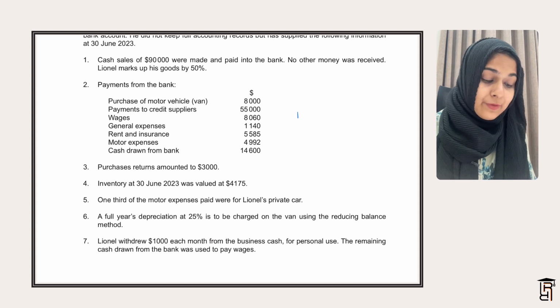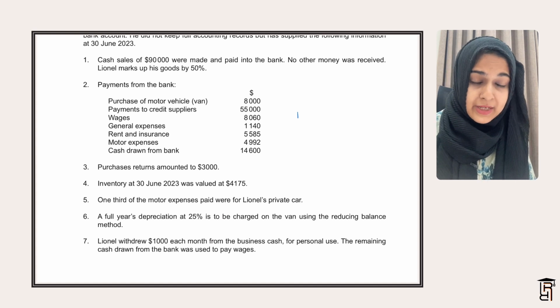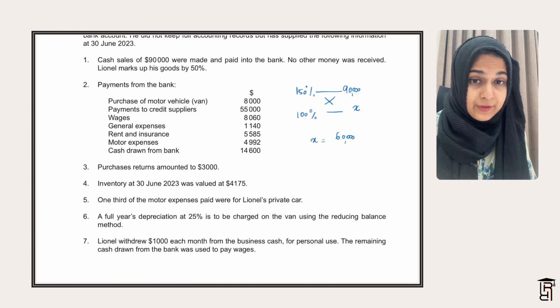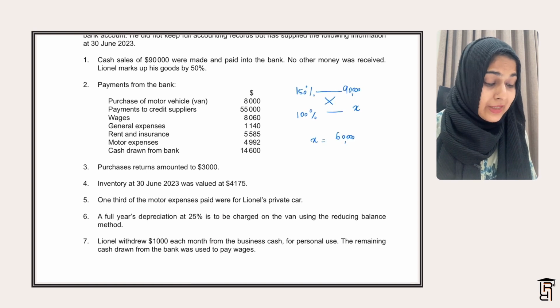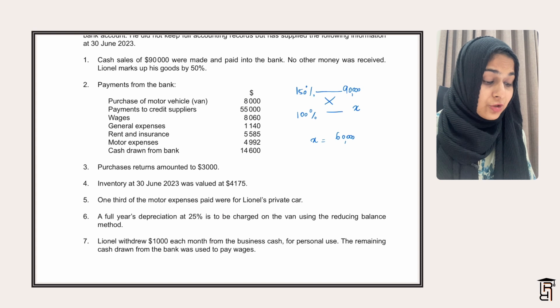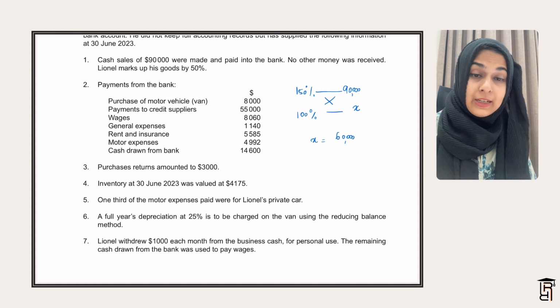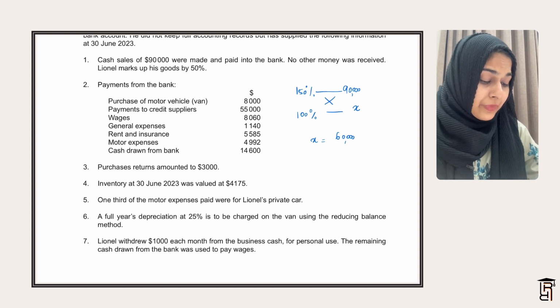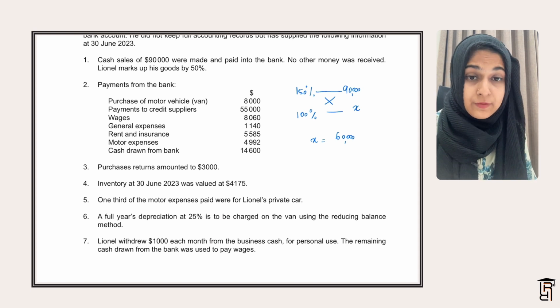Then they are saying payments from the bank. So these are the payments that they've made during the year. They have purchased a motor vehicle van, which is for 8,000. They have paid money to the credit suppliers, that is 55,000. They have paid wages 8060, general expenses 1140, rent and insurance 5585, and motor expenses 4992. Then cash drawn from bank obviously is basically money taken out from the bank.